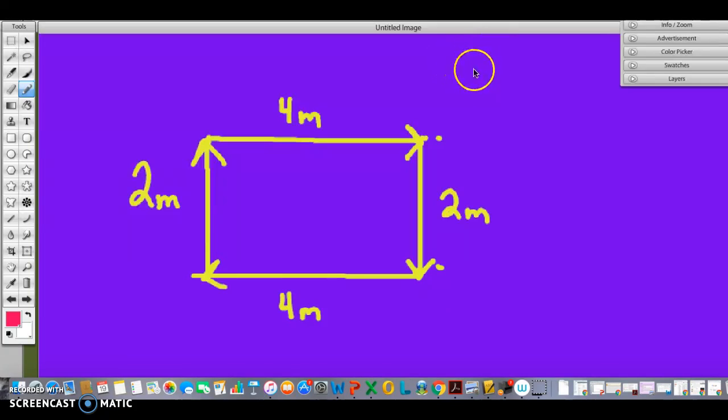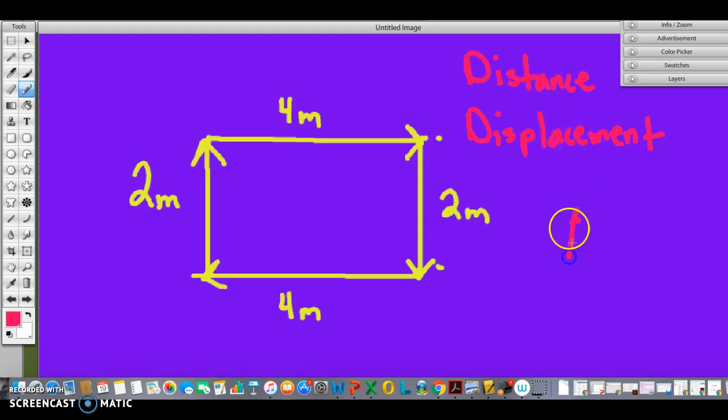All right, so we're going to talk about distance and displacement. Distance and displacement are both represented by the symbol x, but the only difference is that distance is a scalar and displacement is a vector.